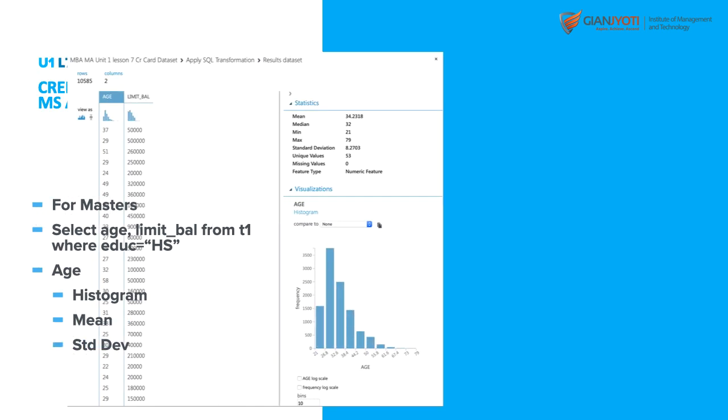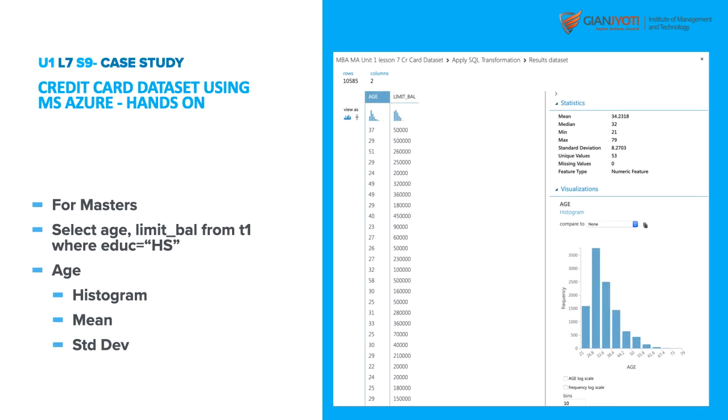Now for the masters, that was for the high school. For the masters, we have around 10,585 rows. Here the mean is around 34, so you see the age here is less for the masters. I'll look at the limit balance later. Here the median is 32, not very far. So again, more towards the bell curve, not exactly, but a trimmed bell curve, as I said earlier. This is the standard deviation.